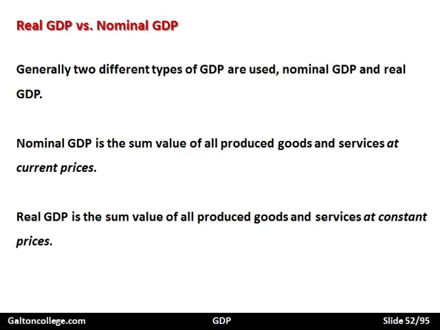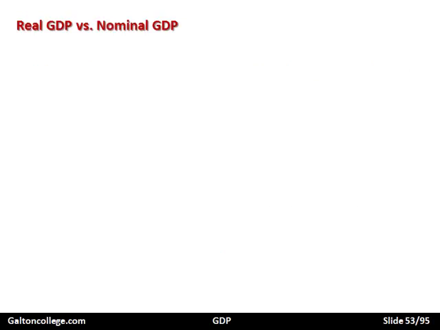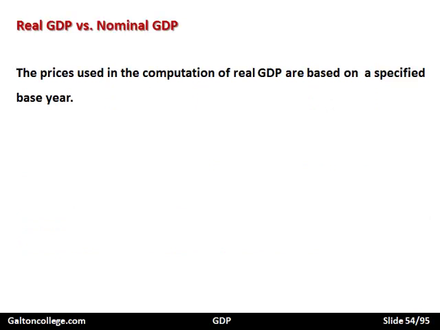So nominal is taking the price today, the price now when the output is produced. And next year when the output is produced, it'll take the prices that are relevant then. That's nominal. Real takes one price, a constant price, and compares over time periods using that one constant price. The prices used in the computation of real GDP are based on a specific base year. So they take some base year and then compare all the prices that follow with that base year.